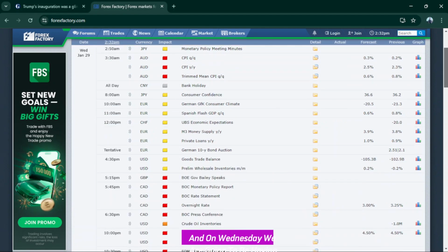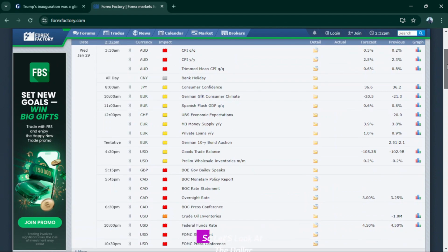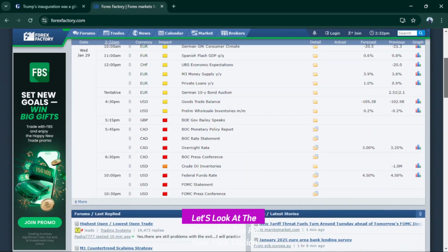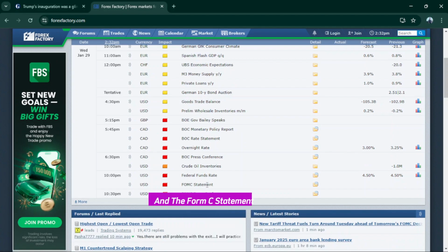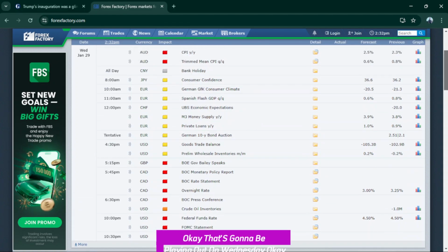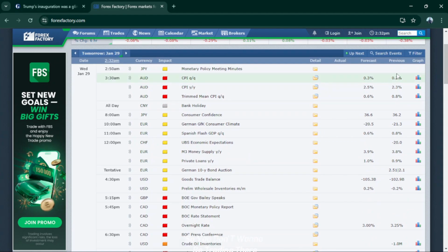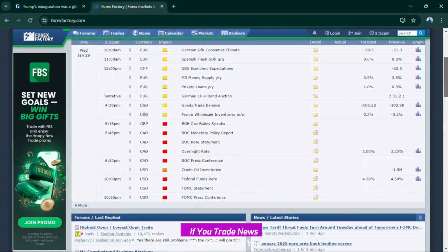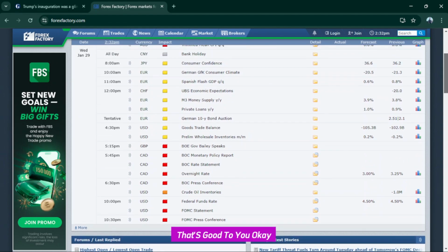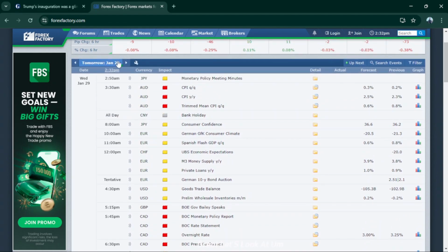On Wednesday, let's look at the dollar only. At 10 p.m., New York session, we have the federal funds rate and the FOMC statement. This is going to be high impact news, the ones in red, playing out on Wednesday. So you don't want to be trading there. If you trade news, that's good for you. If you don't trade news like me, that's good too. You avoid it.